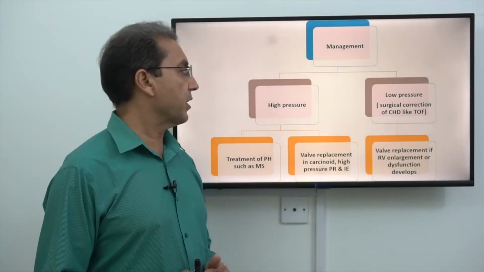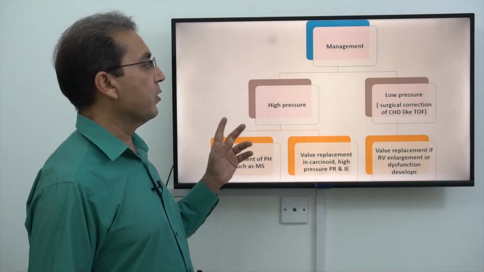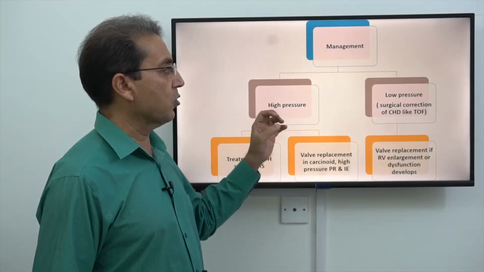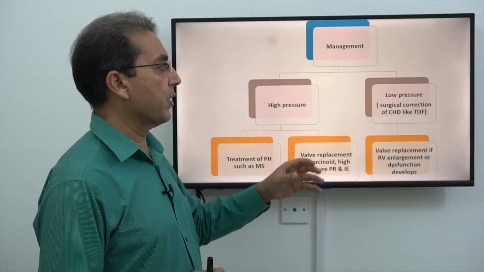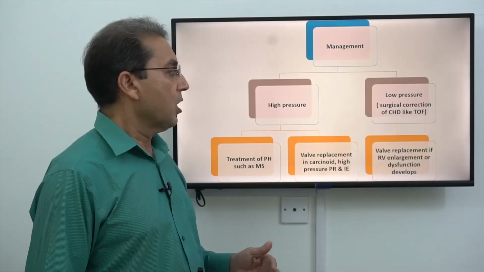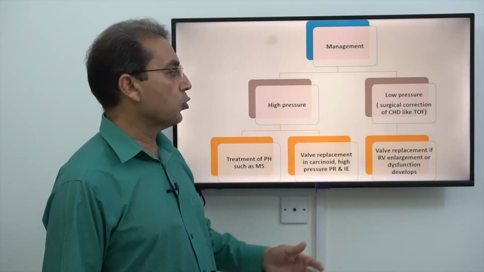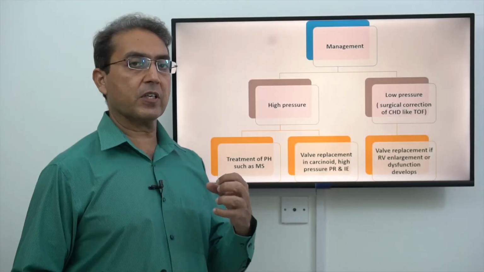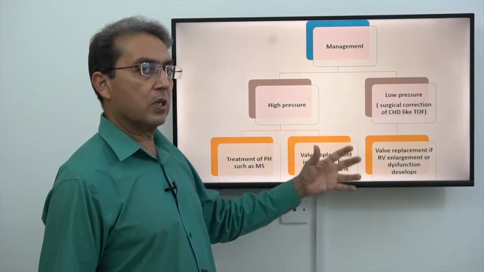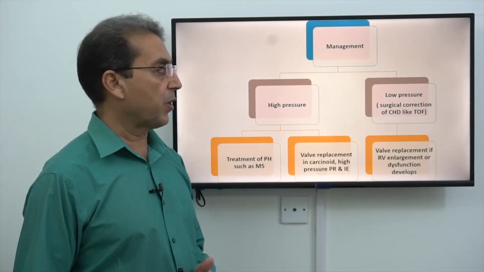The management of pulmonary regurgitation is divided into two types: if there is high pulmonary artery pressure or pulmonary hypertension, or if there is low pressure. For example, low pressure, like after surgical correction of congenital heart disease such as tetralogy of Fallot, it is usually valve replacement if the right ventricle is enlarged or is showing dysfunction. So that is the treatment for low pressure pulmonary regurgitation.